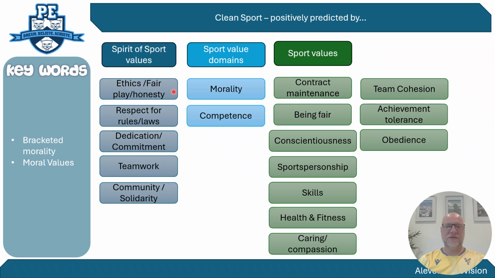So, ethics, being ethical, obviously, fair play, honesty. Each of these are separate values, so it's going to be very hard for you to remember all of these values. So I would just have one or two values that you can really resonate with. So respect for the laws, dedication, commitment, teamwork, the sense of community developed through the sport. And these particularly underpin the values. These values here underpin what the World Anti-Doping Agency really focuses on.